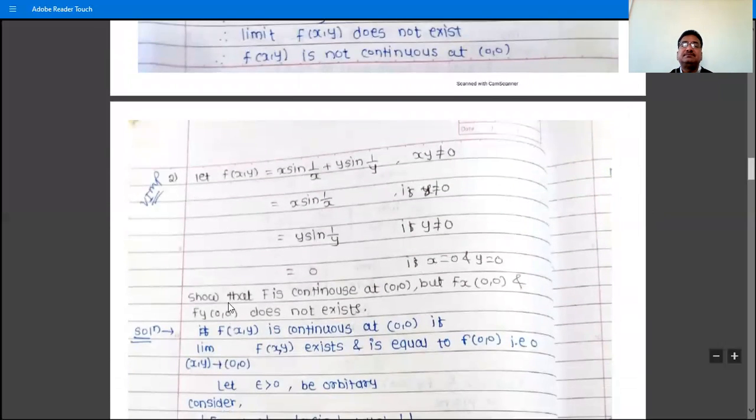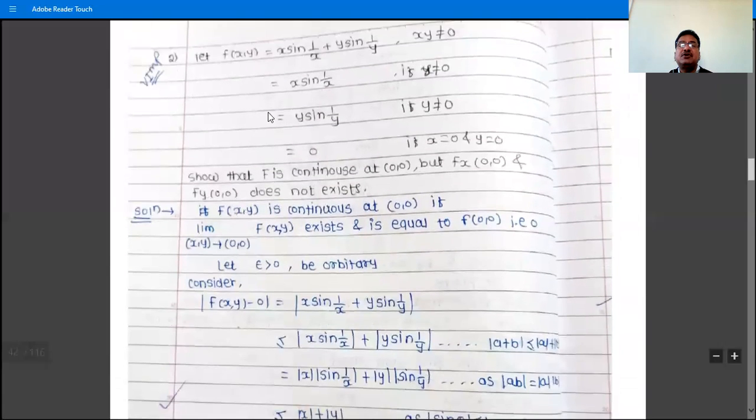Similar example: the definition of the function f of x, y is this. This is the definition given in 4 parts. When you use this first definition, if x into y is not equal to 0, that is x is not equal to 0 and y is not equal to 0, and use this last definition if both are 0, so that f is continuous at 0, 0, but fx of 0, 0 and fy of 0, 0 do not exist.